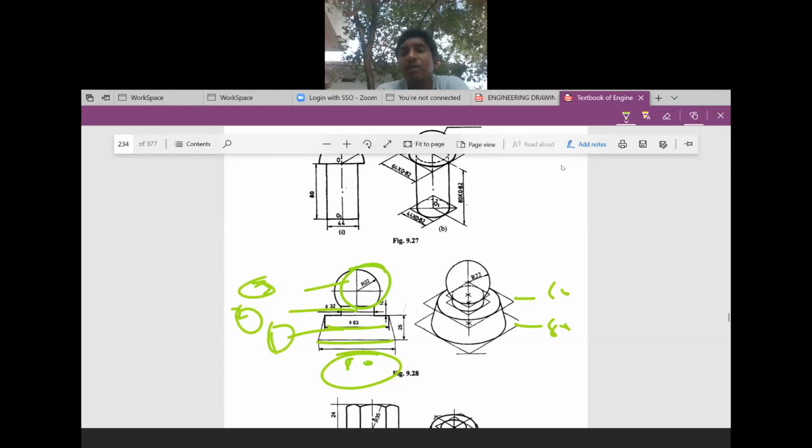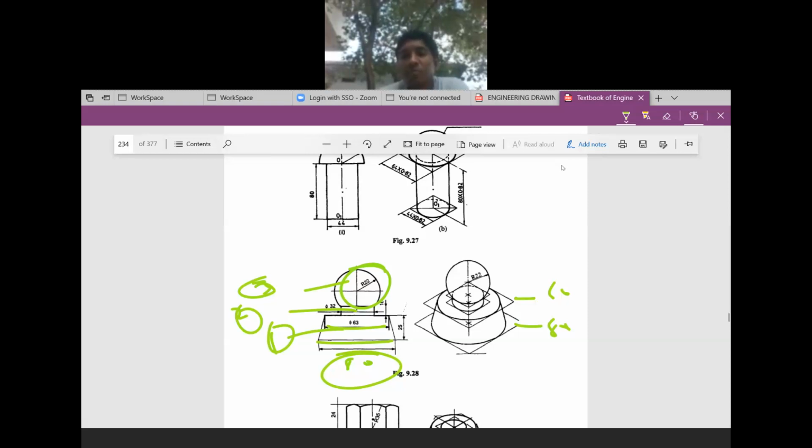The question will be like this: a sphere of radius 22 mm is resting on a circular or cylindrical plate of 32 mm diameter and 10 mm thickness, which is resting on a frustum of a cone of top diameter 63 and bottom diameter 80 mm, and the height of the cone is 25 mm.